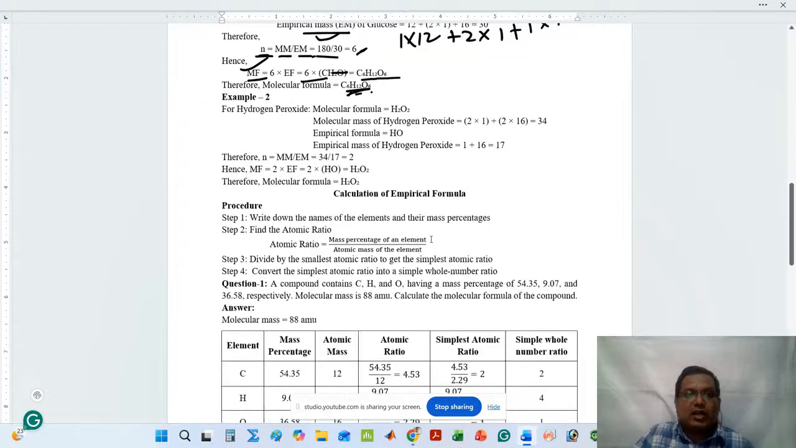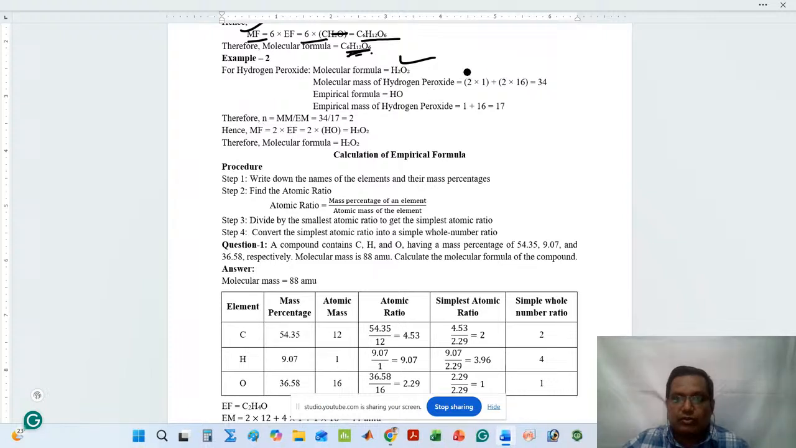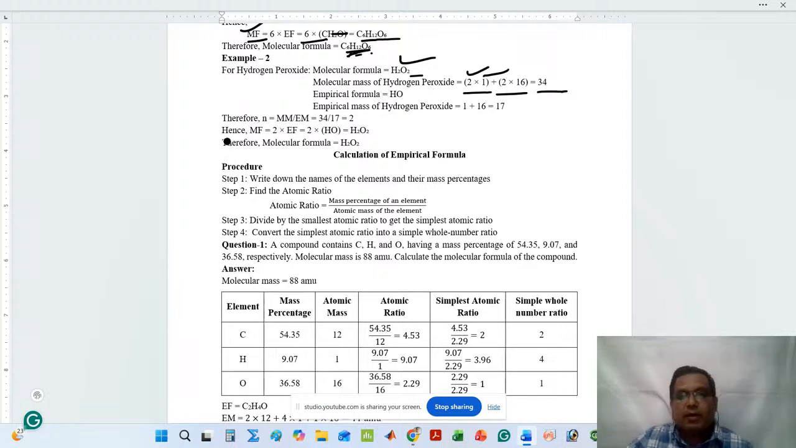Similarly, you can move to hydrogen peroxide. The molecular formula of hydrogen peroxide is H2O2. The molecular mass of hydrogen peroxide is how much? Two hydrogen atoms are present, so I can write 2 into 1, where 1 is the atomic mass of hydrogen. The atomic mass of oxygen is 16. Here two oxygen atoms are present, so I can write 2 into 16. That means 2 into 1 plus 2 into 16 is equal to 34. So the molecular mass of hydrogen peroxide is 34.